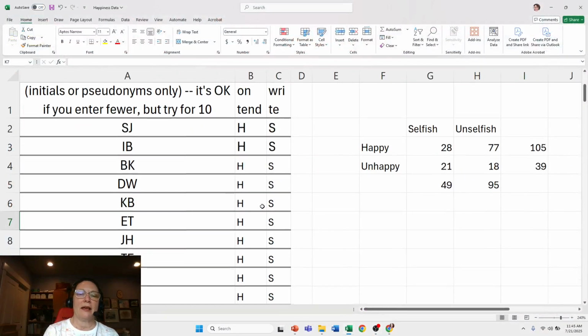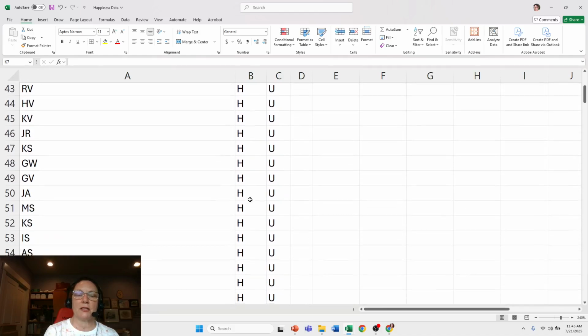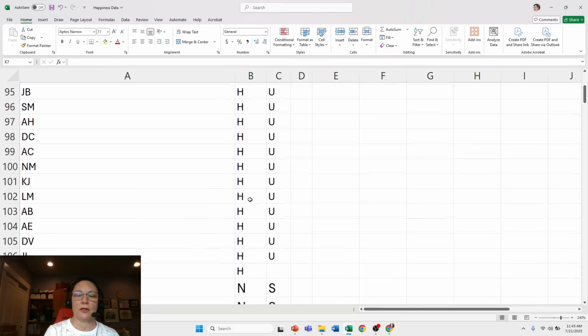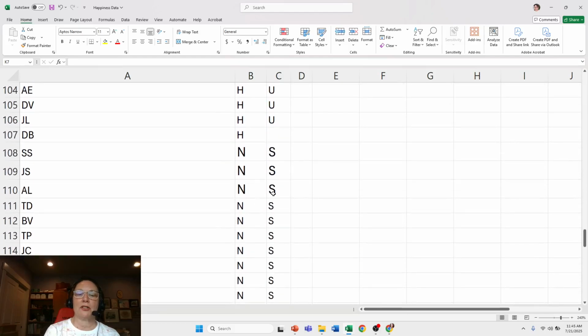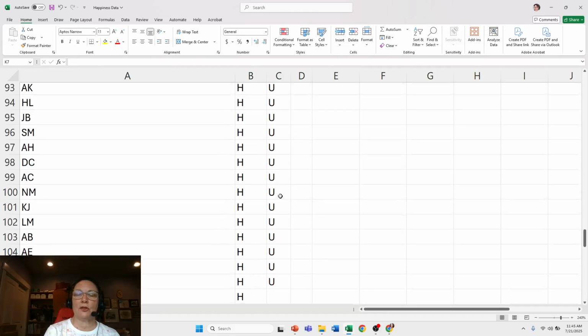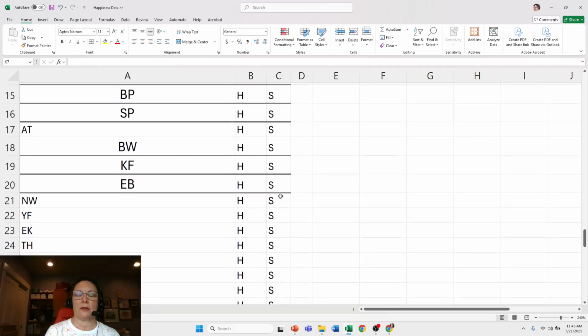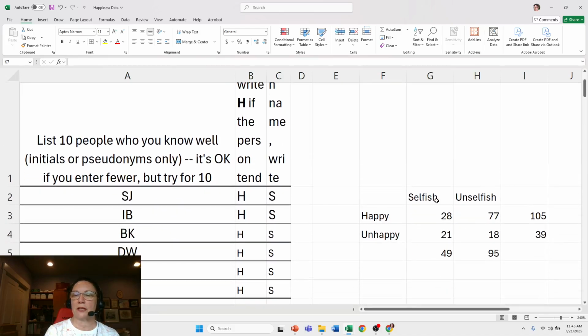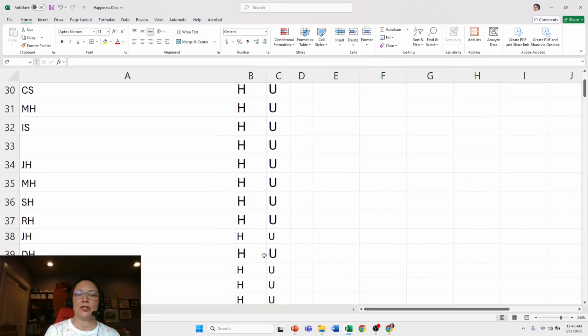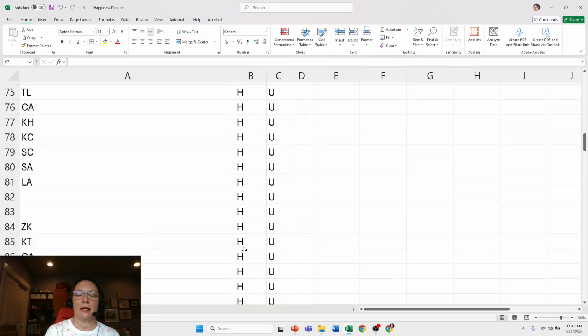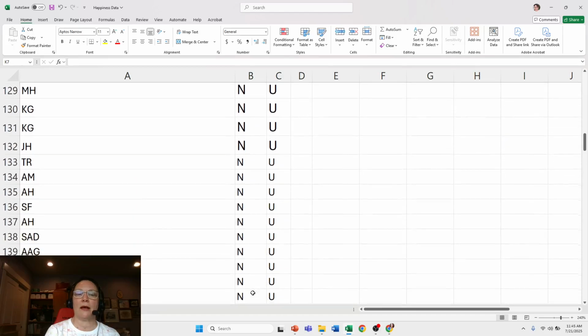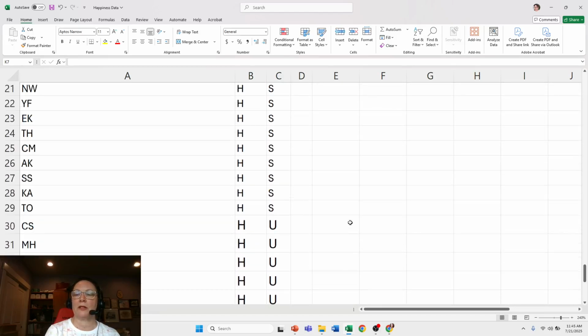What I did is I downloaded the spreadsheet first, and then I sorted it by these two columns, whether the person was happy or not. So I've got a bunch of H's in this column, and then it goes to N for not happy. And then I've got a bunch of S for selfish and U's for unselfish. I sorted it by those so that I could make this little matrix where I counted up how many people had the HS, how many had the HU, how many had the NS, and how many had the NUs.